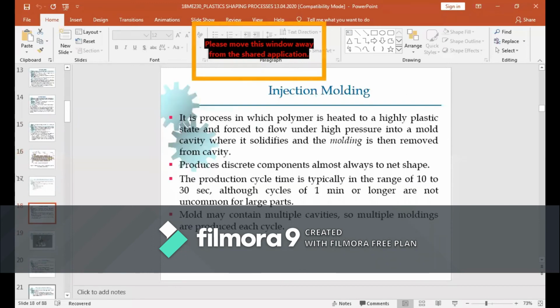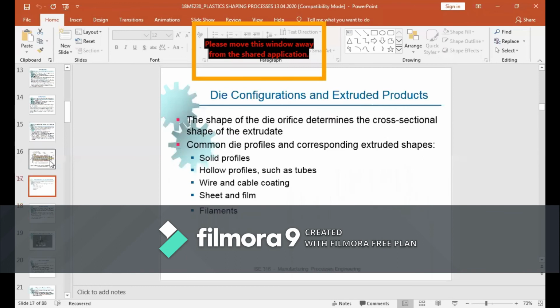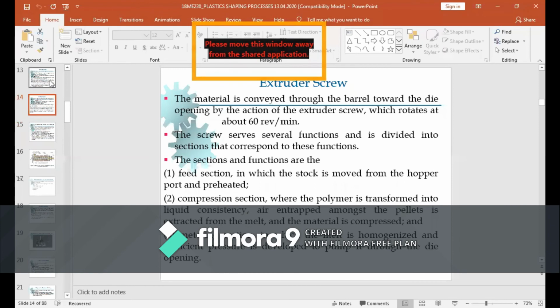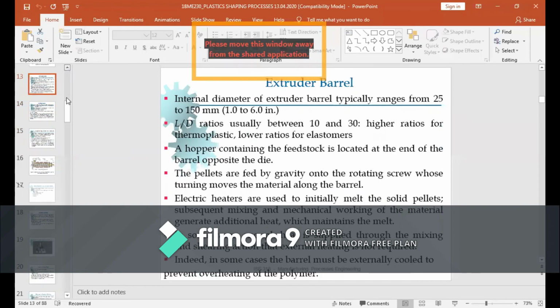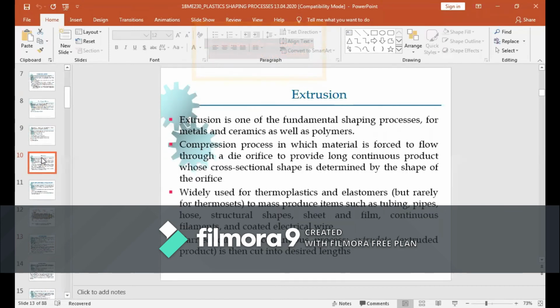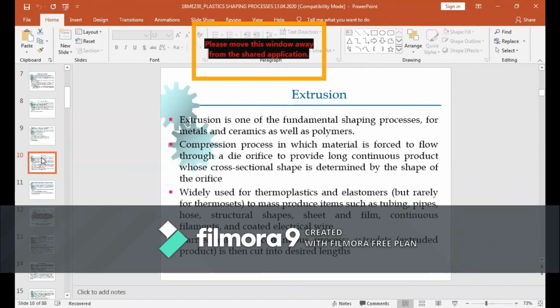It is the working of your extrusion molding machine. Once again, I repeat, the extrusion molding machine. It is a compression process in which the polymer in the form of a pellet is forced to flow through a die orifice in order to get a long continuous product. Whatever product is obtained, the final shape will be whatever geometry is present in the die.